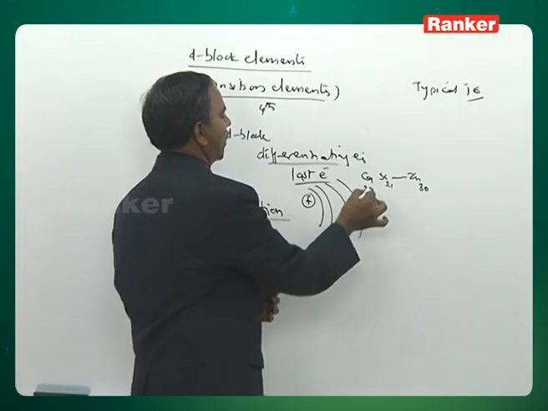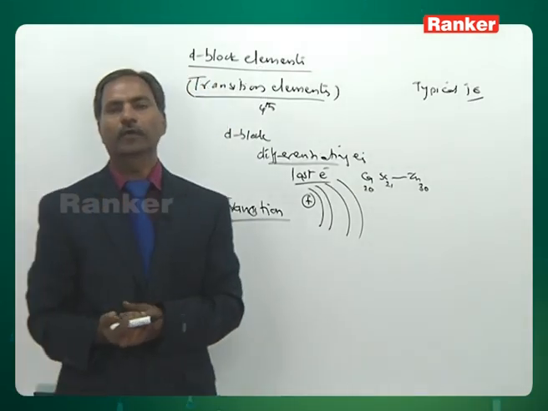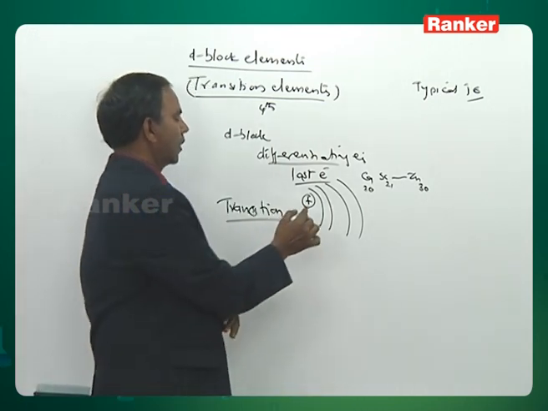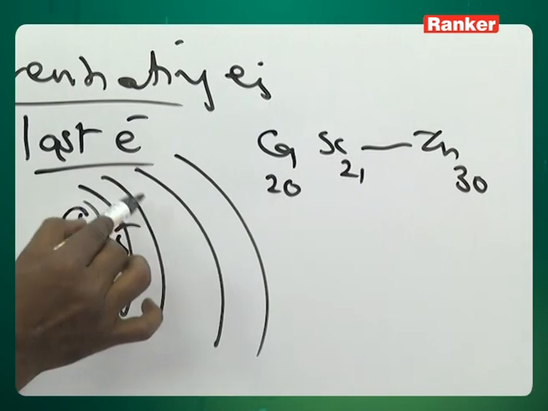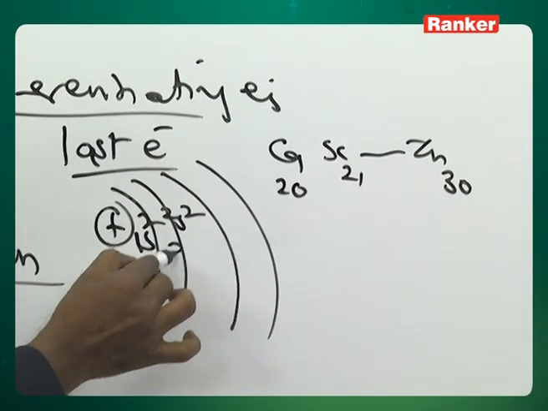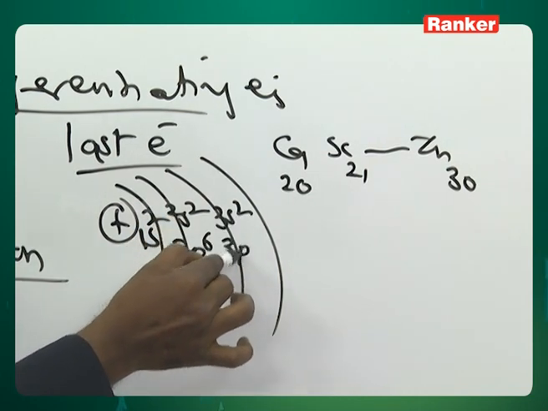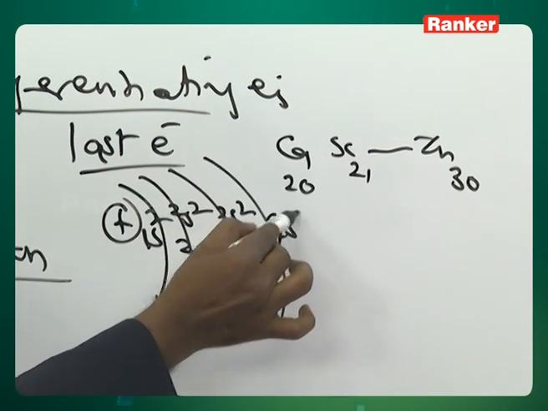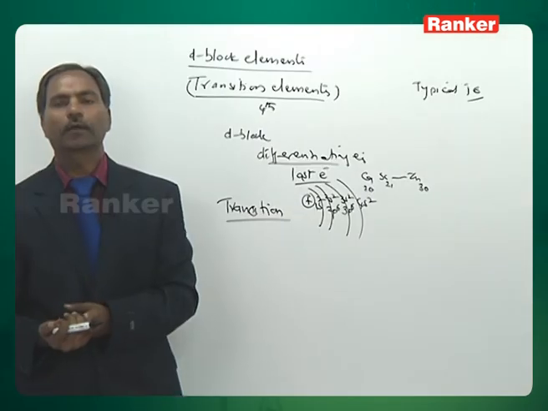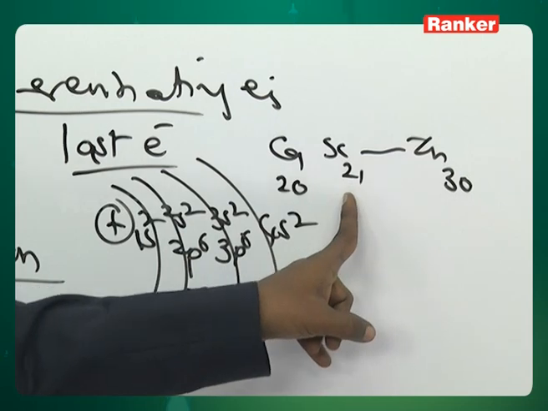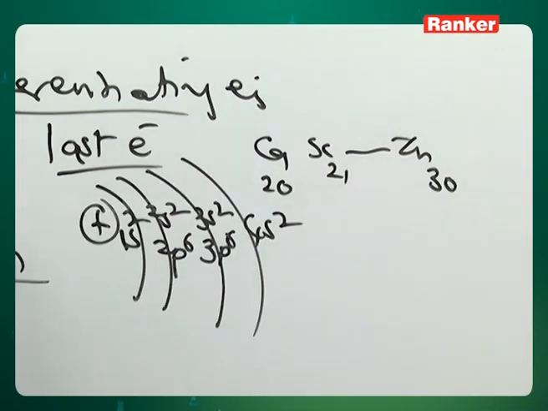Let me first show the electronic configuration of calcium. I am writing on the board: 1s2, 2s2, 2p6, 3s2, 3p6. This is the electronic configuration of calcium. Now, let us talk about scandium 21 to zinc 30.